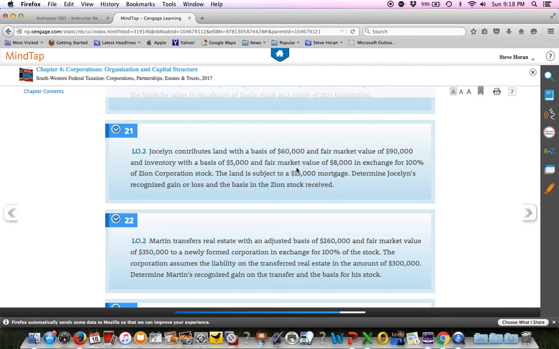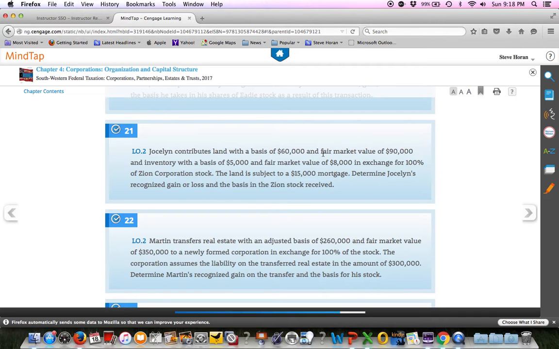Okay, so her gain again, let me just say that again, was $33,000, which is the value of the stock of 83, plus the release of the liability, the mortgage of 15, that's 98, minus the basis in land of 60, minus the basis of inventory of 5. That's a net gain of 33, which can be deferred.